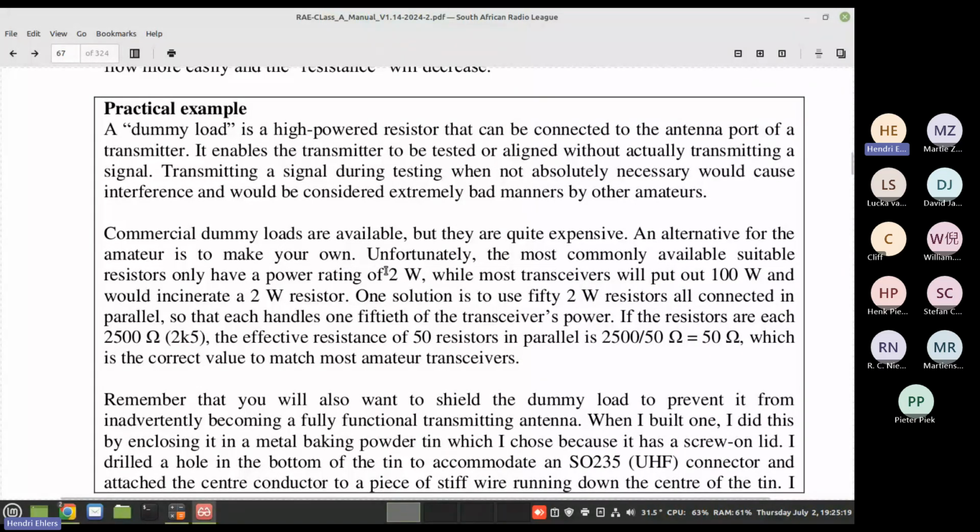So in this case, this guy can only get hold of 2-watt resistors, and he needs a 100-watt dummy load. So he'll need 50 of those 2-watt resistors to make it up. And they tell us here that it's 2,500 ohms. 50 of them will make up 50 ohm.